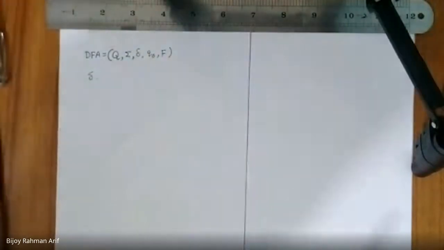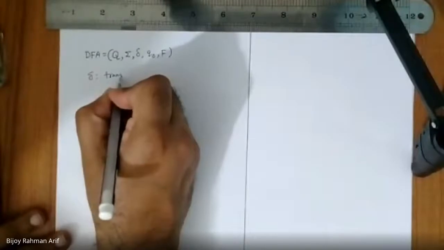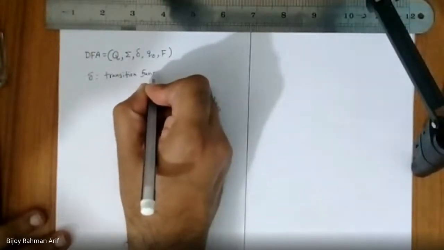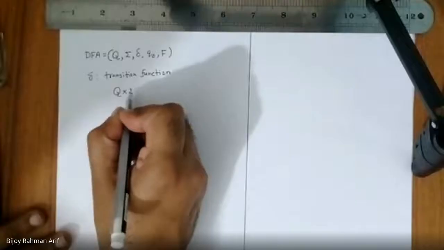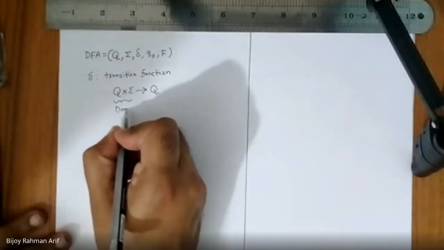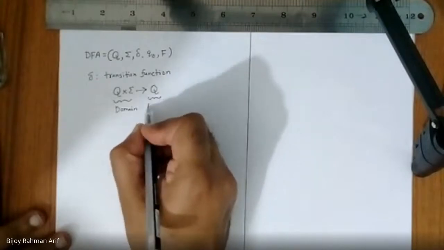What is delta? Transition function. How can you define the transition function? Q cross sigma maps to Q. Yeah, this Q cross sigma is nothing but the domain. This is nothing but the codomain.